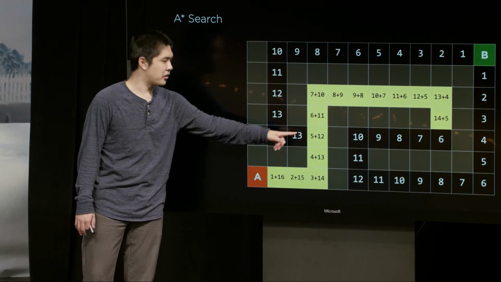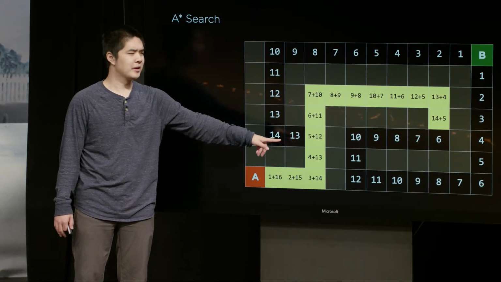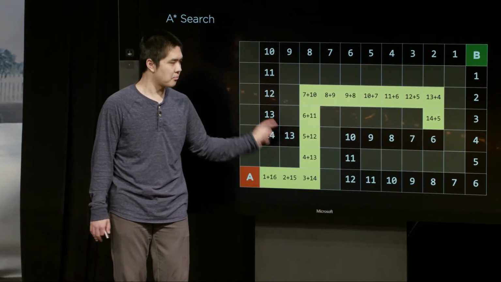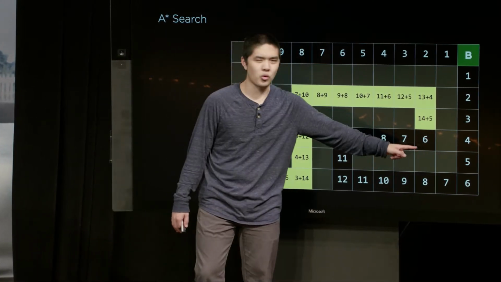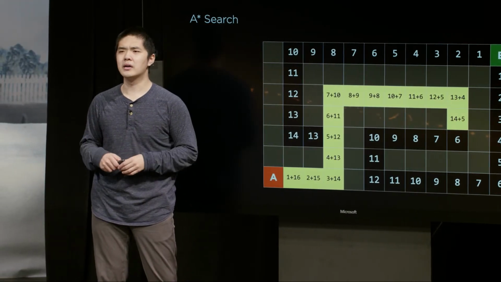We could be 6 squares away from the start, but be 13 away from the goal. 6 plus 13, that's a total of 19. And that 19 is a smaller number than this 21. So this 19 is ultimately a better choice as far as A star is concerned.